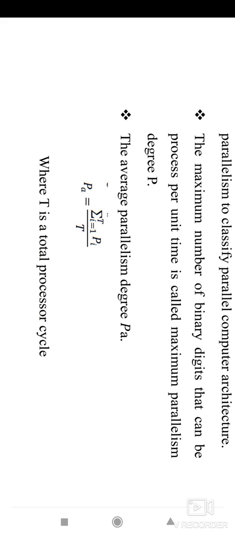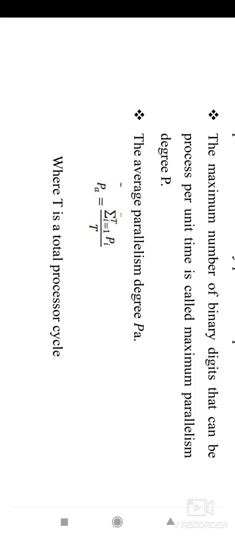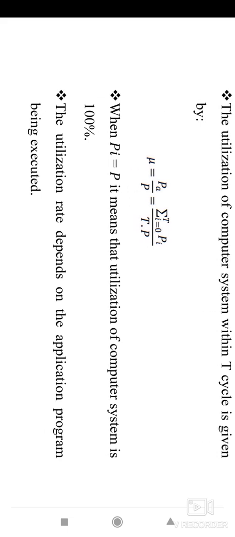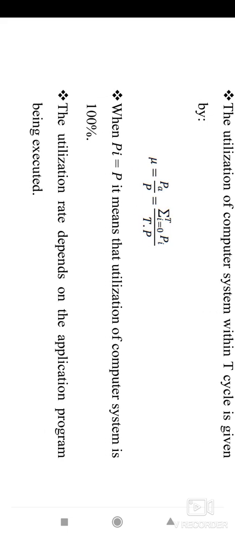The average parallelism degree is denoted by PA. PA is equal to summation of i equal to 1 to T of Pi, divided by T, where T is the total processor cycle. The utilization of a computer system within T cycles is denoted by mu. Mu is equal to PA by P.